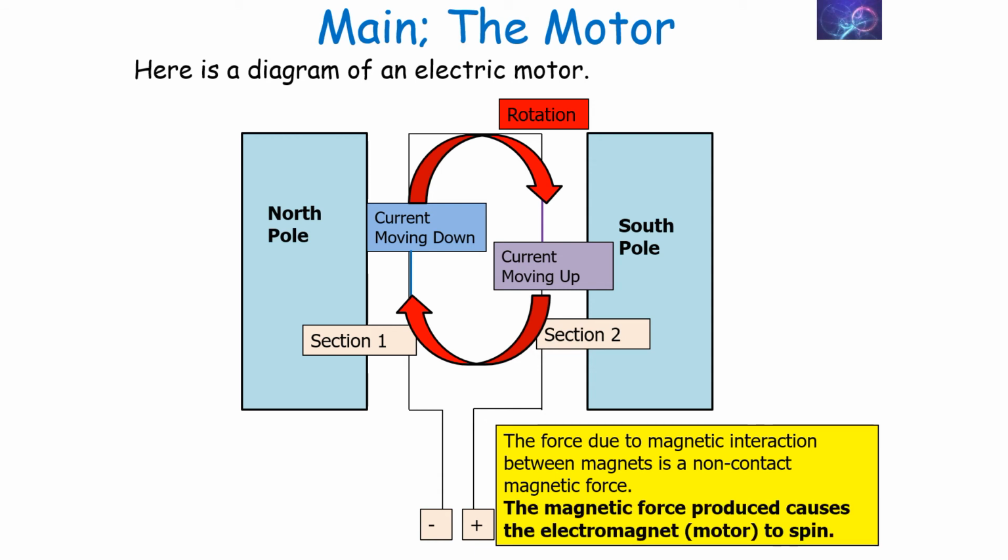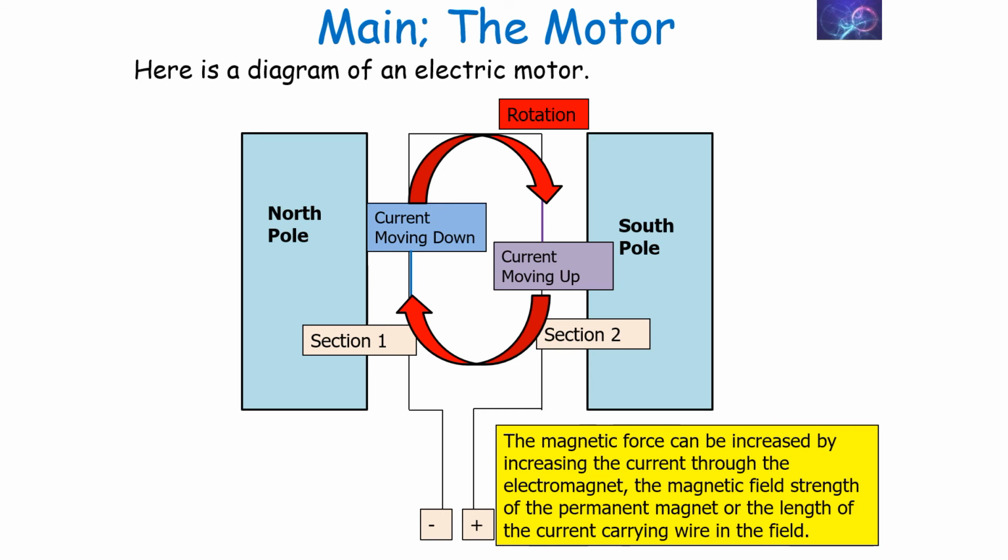So this magnetic force produced causes the electromagnet to spin. The larger the magnetic force, the faster the motor will spin. Our magnetic force can be increased by increasing the current through the electromagnet, increasing the magnetic field strength of the permanent magnet, or increasing the length of the current carrying wire in the field.